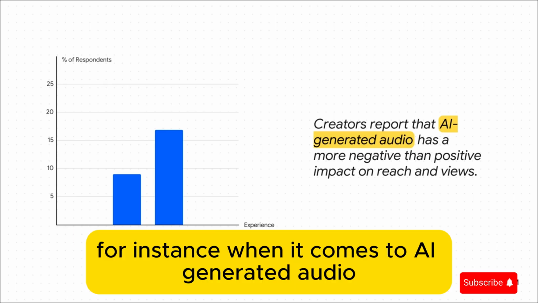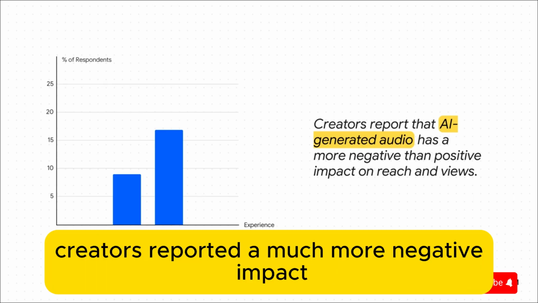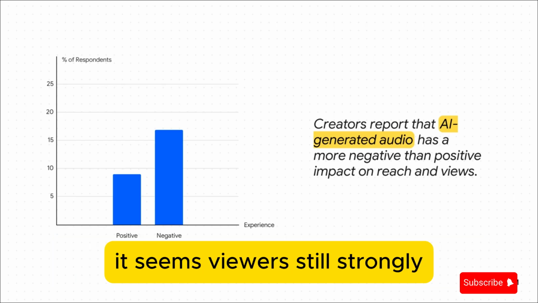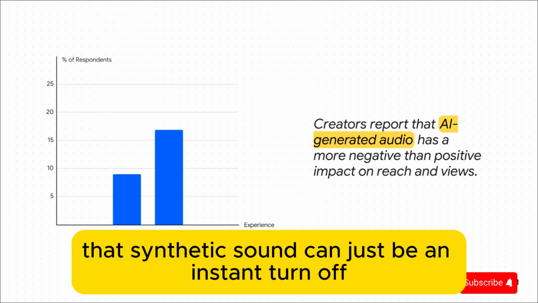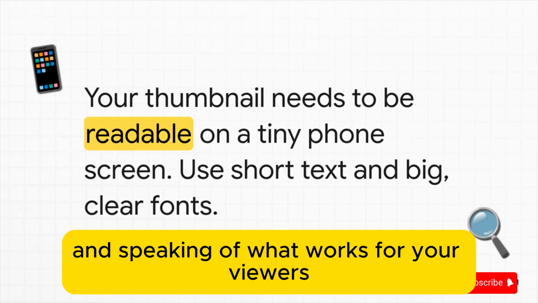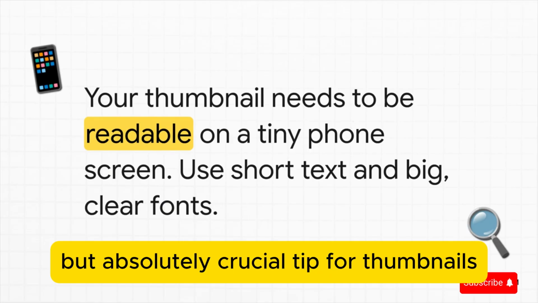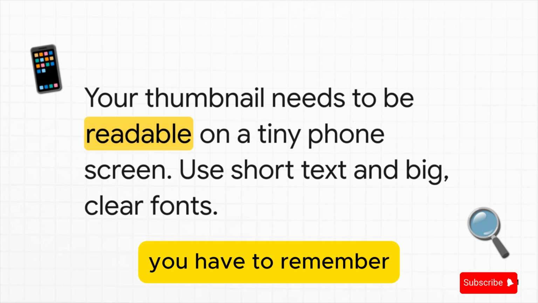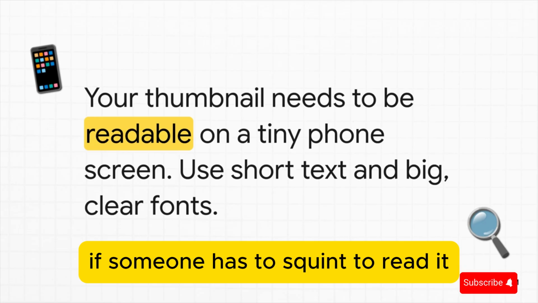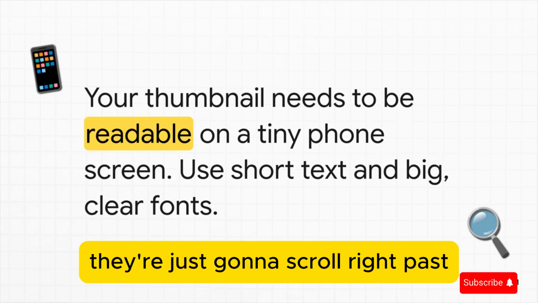But, and this is a big but, that positive feeling doesn't apply to everything. For instance, when it comes to AI-generated audio, creators reported a much more negative impact. It seems viewers still strongly prefer a real human voice. That synthetic sound can just be an instant turnoff. And speaking of what works for your viewers, here is a simple but absolutely crucial tip for thumbnails. Keep the text short and the fonts big and clear. You have to remember, your thumbnail needs to be readable on a tiny phone screen. If someone has to squint to read it, they're just going to scroll right past.